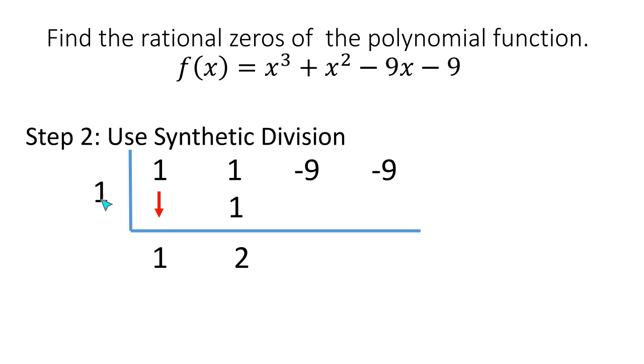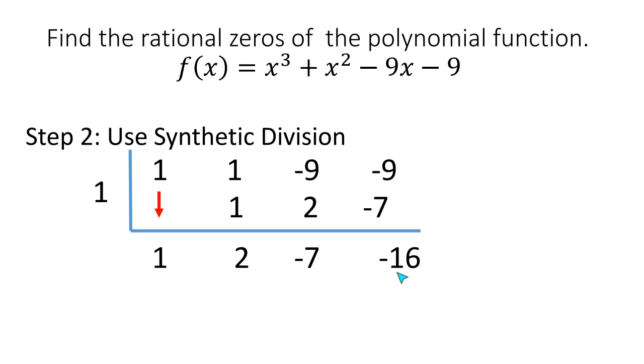And then we're going to multiply 1 times 1. And then our answer, we write it up here. So 1 times 1 is just 1. And then we're adding. So 1 plus 1 is 2. And then we do the same process. 1 times 2 is 2. So I'm going to write 2 up here. And then we add negative 9 plus 2, negative 7. And then we go again, negative 7 times 1 is negative 7, plus negative 9 is negative 16.